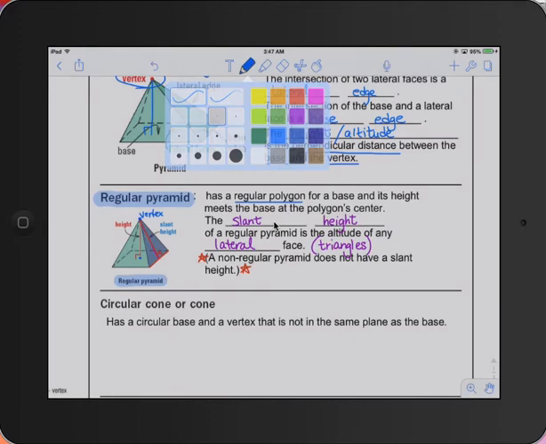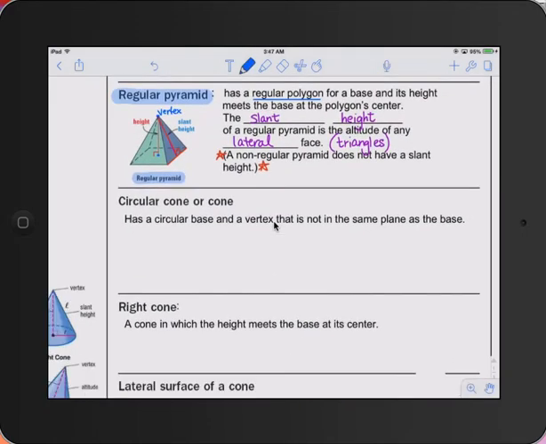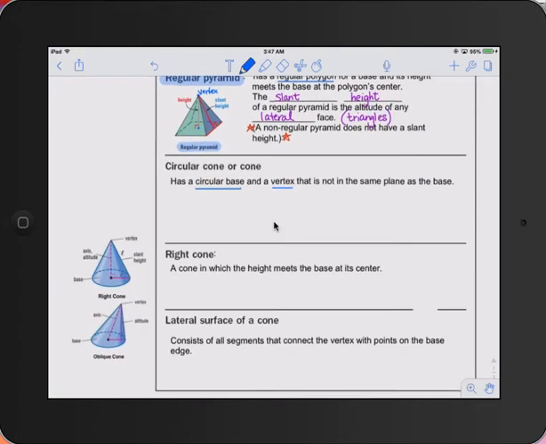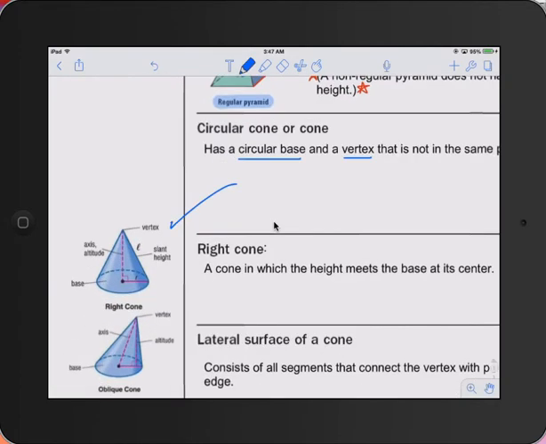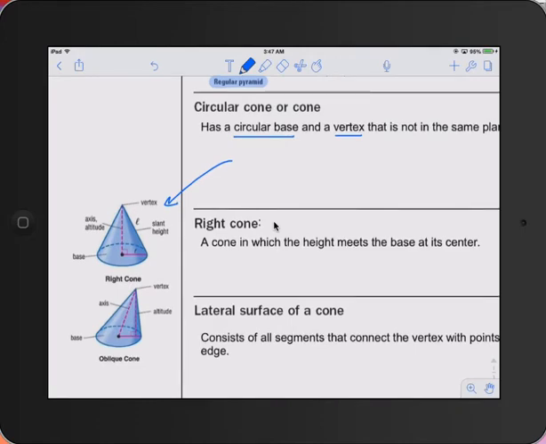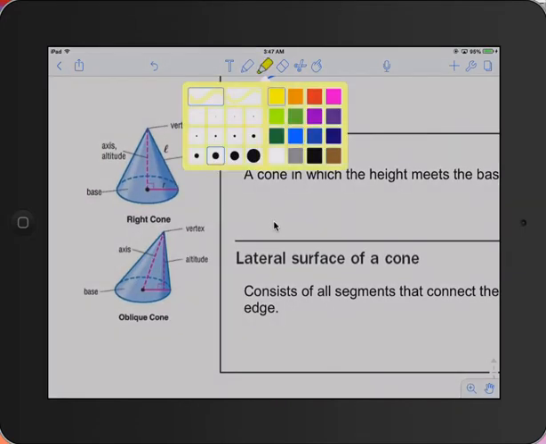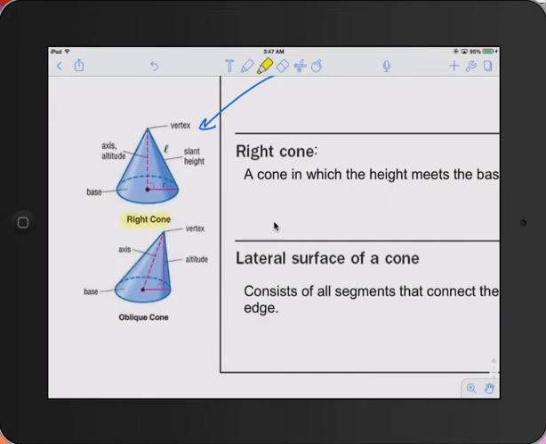Okay, and then a circular cone or just a cone is a solid that has a base that's a circle and a vertex that is not in the same plane as the base. Okay, so here's a picture of a cone, and this one's a right cone. This one down here is an oblique cone. That's the same terms that you had before. So a right cone is straight up and down, an oblique cone is tilted.